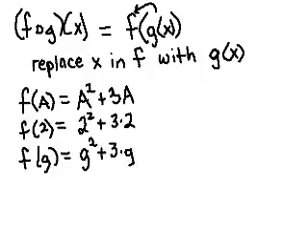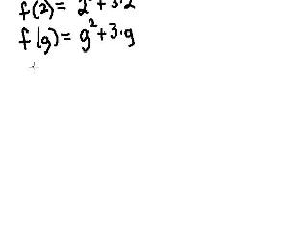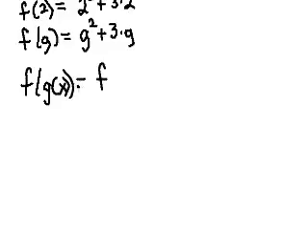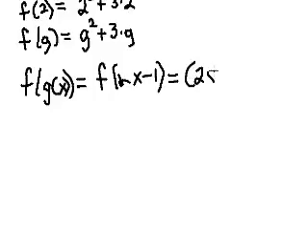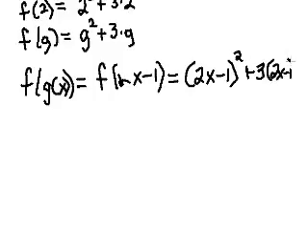So what I'm going to do here is I'm going to take the function, which is 2x minus 1, and wherever there's an x in f, remember f of x is x squared plus 3x, I'm going to put in 2x minus 1. Then I'm going to simplify it.